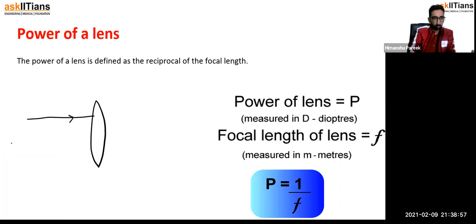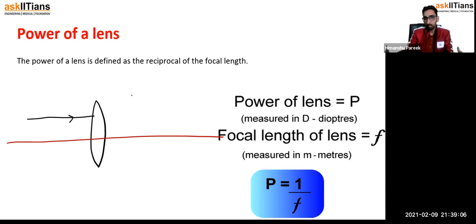It converges the light rays. So let's say this is the principal axis, and now this convex lens is going to converge them. The degree of convergence, how strongly it would converge, that's what we call the focal length. That's what we define as the power of a lens. Suppose in this case the light rays are coming parallel, and after this it will converge at this place. This distance is basically the focal length, small f.